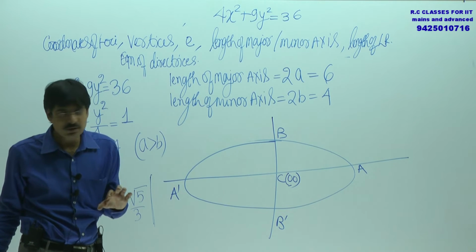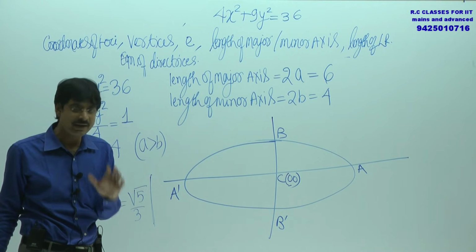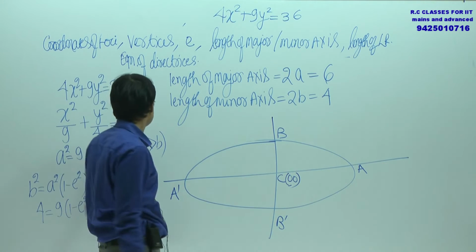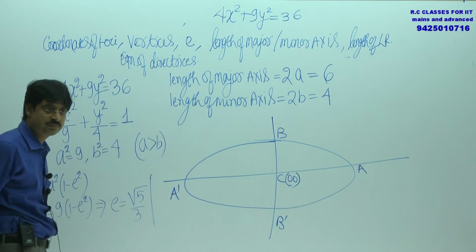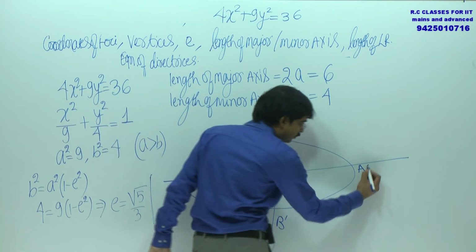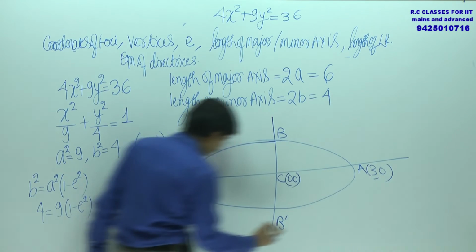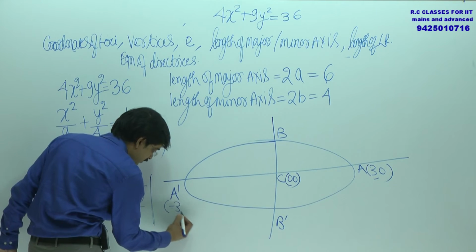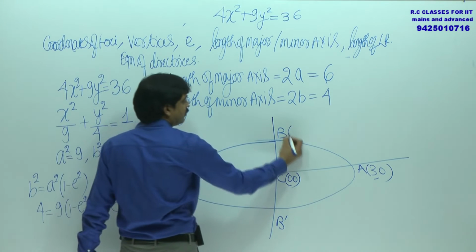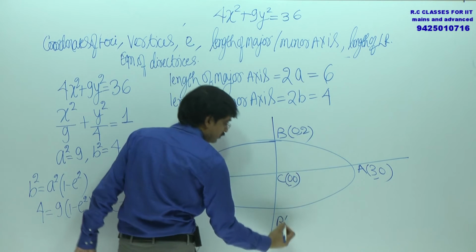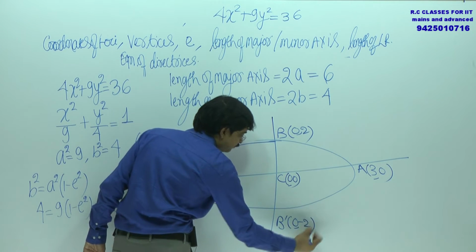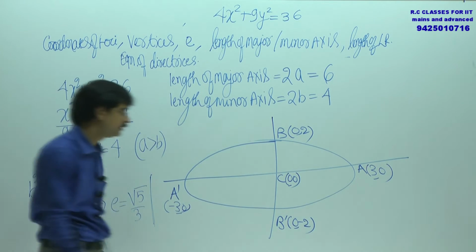Can you tell me the vertices? Vertices, that means extremity of the major axis as well as extremities of minor axis. Yes. 3, 0, minus 3, 0, perfect. 0, 2, 0, minus 2. बढ़िया.